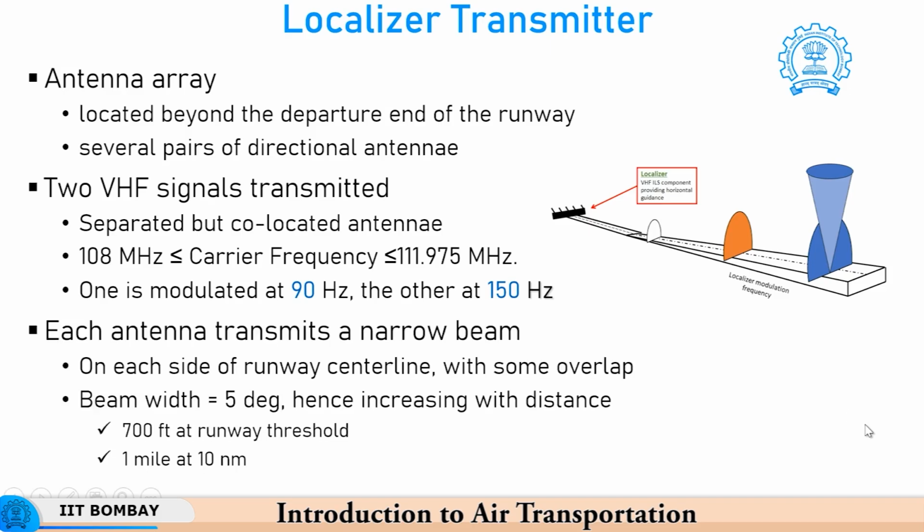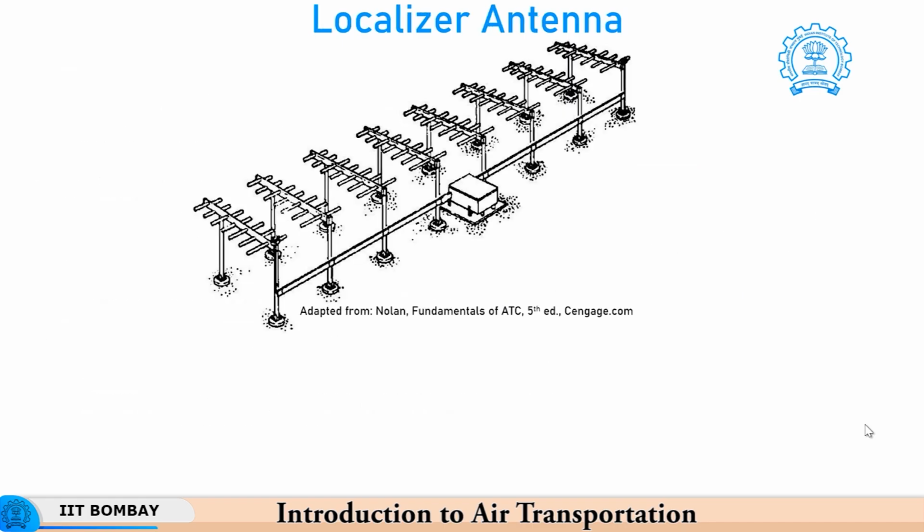And each antenna transmits a narrow beam on both sides of the runway with an overlap. The beam width is around 5 degrees, and therefore, as you go for the distance it increases. At the runway threshold it is about 700 feet, and 10 nautical miles away from the aircraft you have the width of 1 mile. At the runway threshold, which is the aim point for landing, the beam width is around 700 feet. So, your aircraft can be laterally aligned.